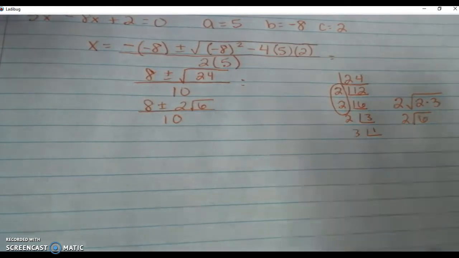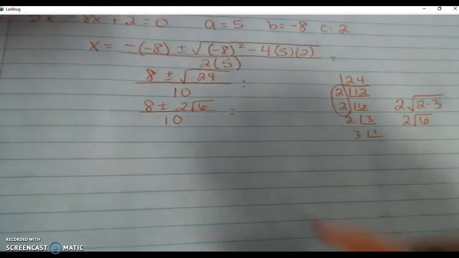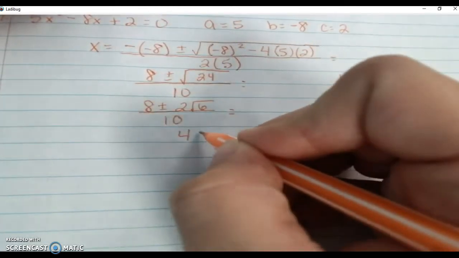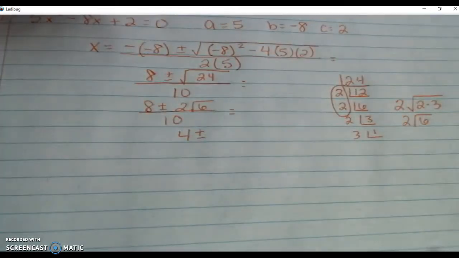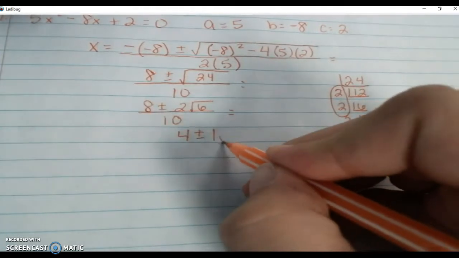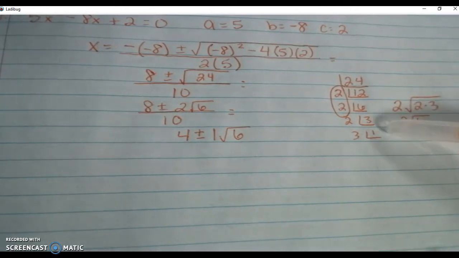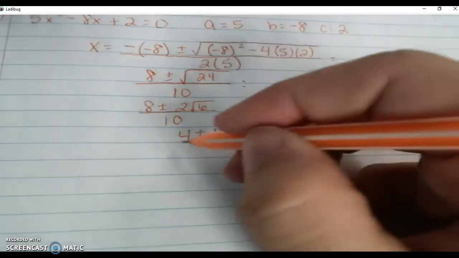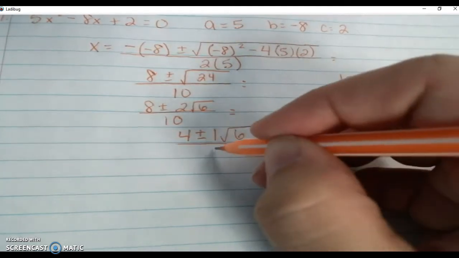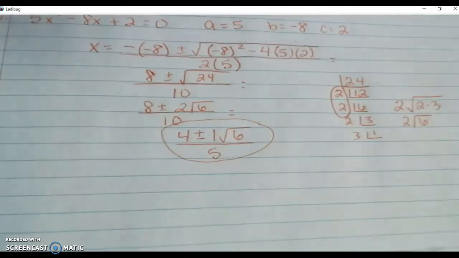Okay? But we can simplify everything on the outside by 2. So 8 divided by 2 is 4. Plus or minus 2 divided by 2 is 1. You can write the 1, or you don't have to write the 1. It's up to you. We'll put it there. And then the square root of 6 doesn't change, because again, the only thing that can change that is breaking it down over here like we did. And then on the bottom, 10 divided by 2 is 5. So this is our final answer.